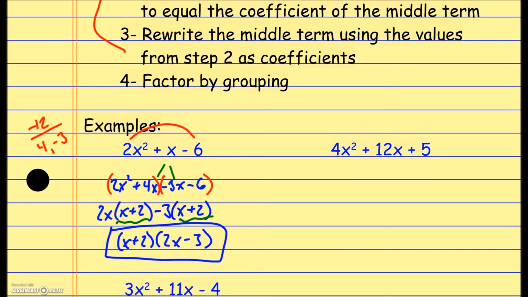If I do the same thing with the next one, again, I build a bridge. 4 times 5 is a 20, positive 20. And two numbers that multiply to a positive 20 but add to a positive 12 are going to be a 10 and a 2.